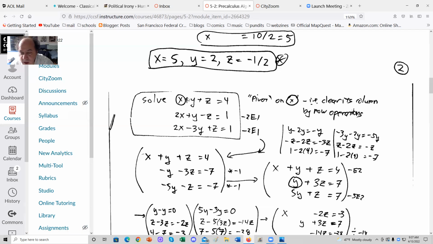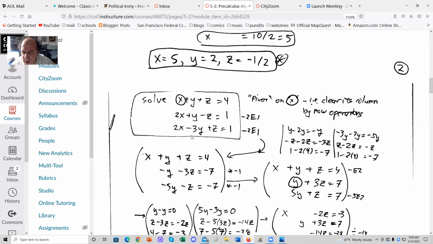Now the other variables come along for the ride, so we have to work with them, and we have to do a bunch of calculations. Okay, first row stays the same. X plus y plus z equals 4. That's good. Now for here, y minus twice y is negative y, so we put a negative y here. Negative z minus twice z is minus 3z, so we put a negative 3 here. 1 minus twice 4 is a negative 7, so we put a negative 7 here.